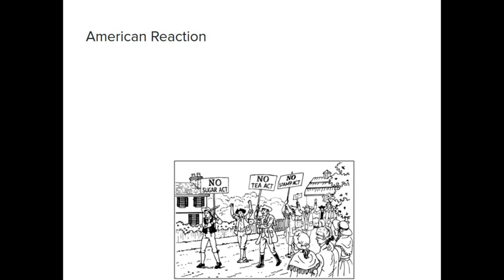So, American reaction. We talked about some of the American reaction to these different taxes. First, they just ignored the tax. Kind of like the Navigation Acts, they just ignored it and kept on doing what they did. But unfortunately for them, this didn't work very well because the British were enforcing these taxes, and this affected a number of individuals and businesses. They would smuggle products into the colonies.